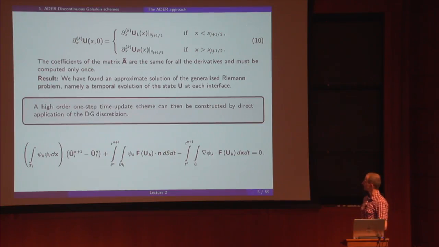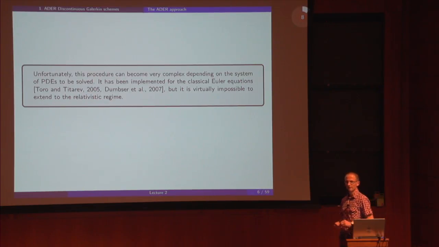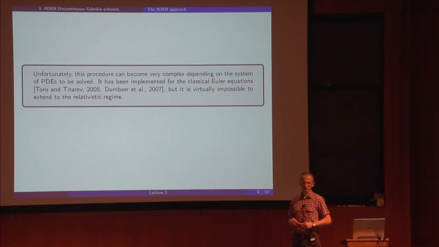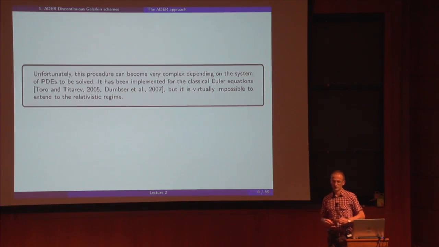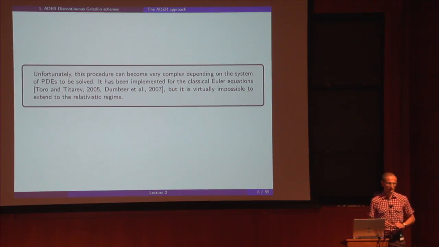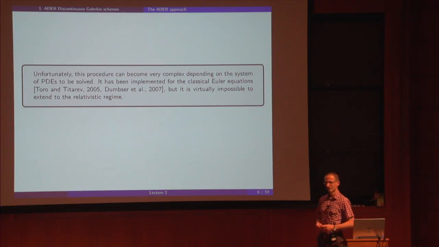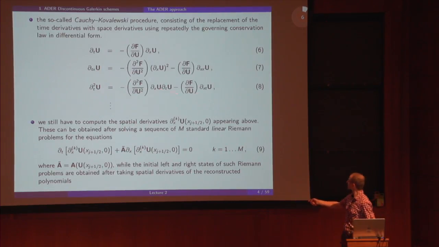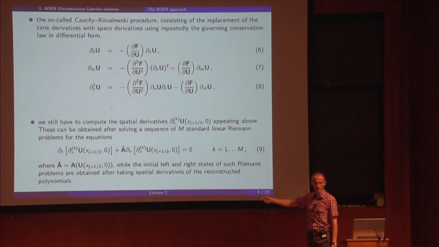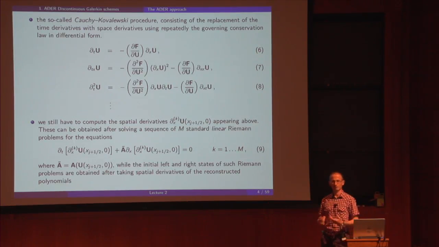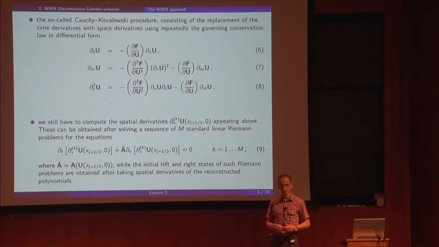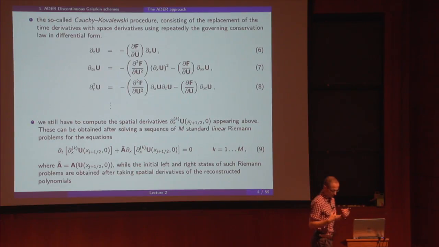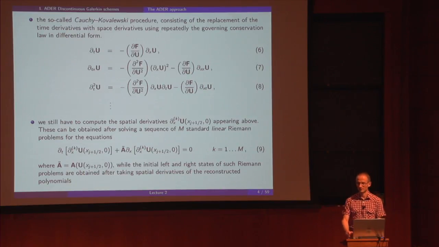This procedure, which looks elegant, is unfortunately very cumbersome to implement when you go to higher and higher complex PDE systems. For example, it has been implemented for the Euler equations, gas dynamics, but as soon as you introduce magnetic fields, or if you even go to a relativistic regime, it's virtually impossible, because you can imagine how complex this equation can become, especially if you have sources in your PDEs, right? So this original version of ADER, which has for a few years attracted a lot of attention and is still used actually, has this defect that it cannot be extended to very complex systems.